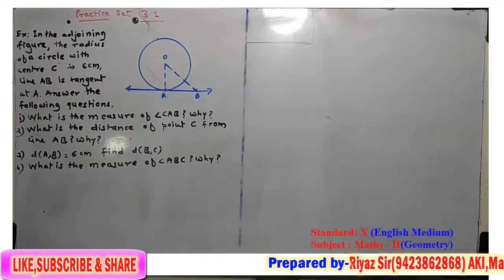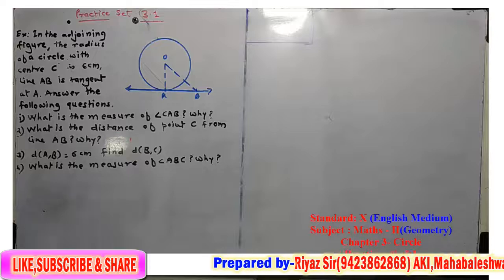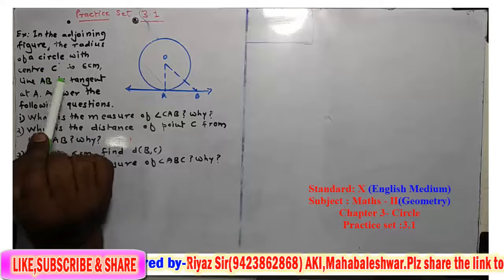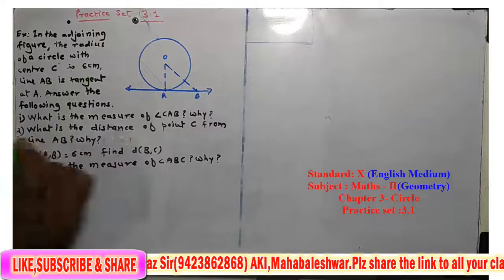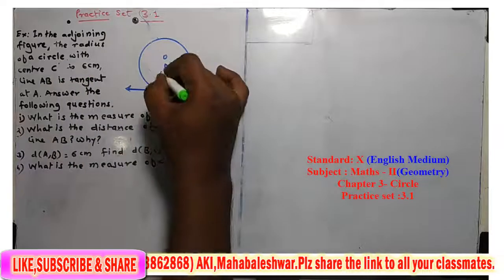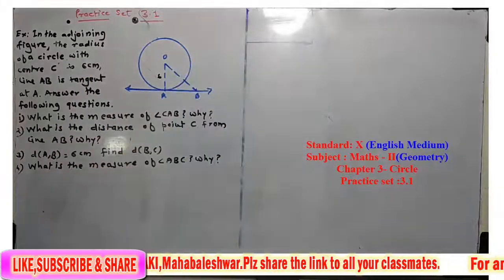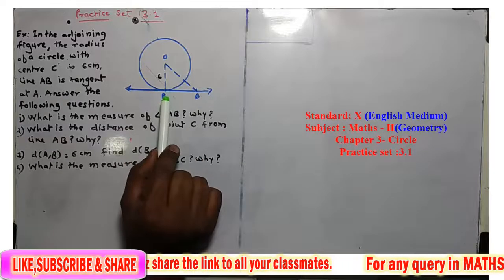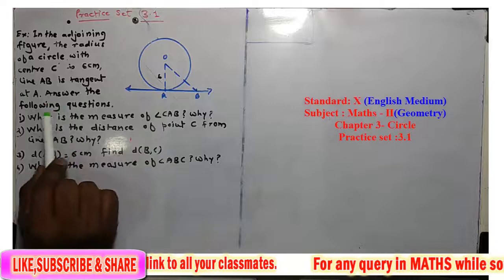The first example in practice set 3.1 is like this. In the adjoining figure, the radius of a circle with center C is 6 centimeter. Okay? So radius is given. Radius of the circle is 6 centimeter. Line AB is a tangent at A. This line AB is tangent to the circle at point A. Then answer the following questions.